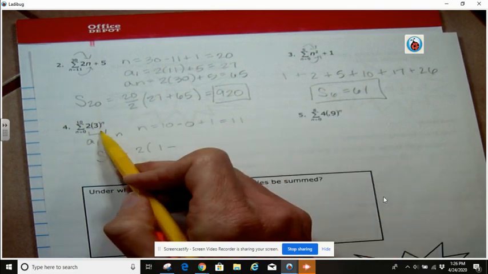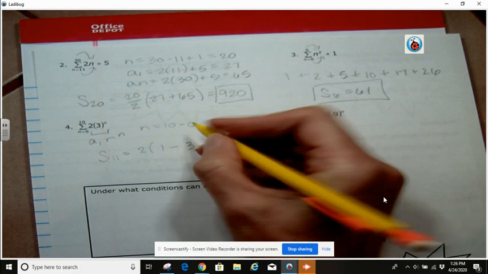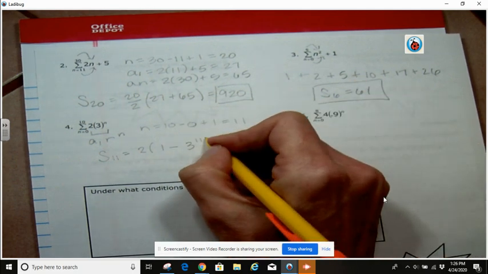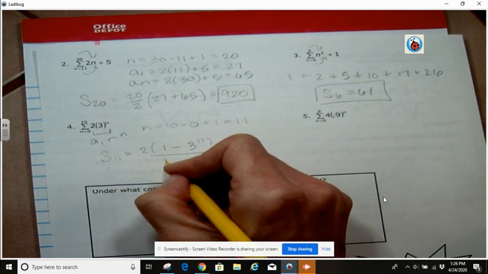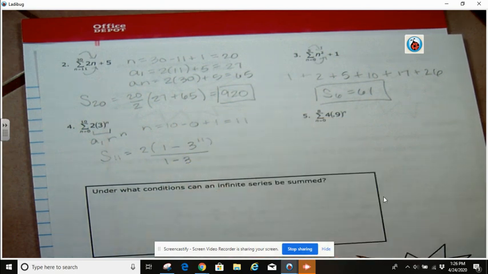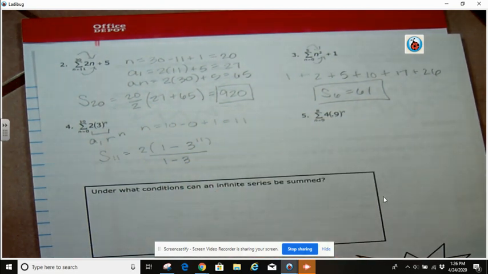R is going to be the base to the exponent. N we already determined is 11. And then 1 minus R. We already talked about that. So we have everything we need for our formula.